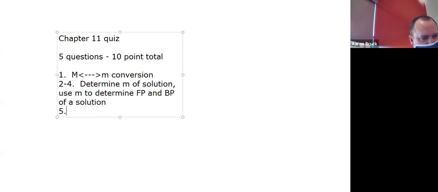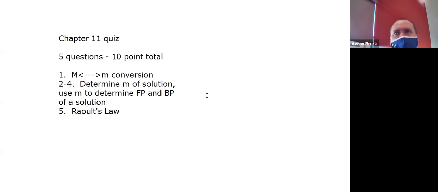And then the last question concerns Raoult's law. So given some experimental data, can you determine what the vapor pressure of the solution will be? And so it's for these reasons, since we've talked about all of these concepts already, that's why I have no problem with us taking the quiz on Wednesday, because we've seen all of these already in some form or another.